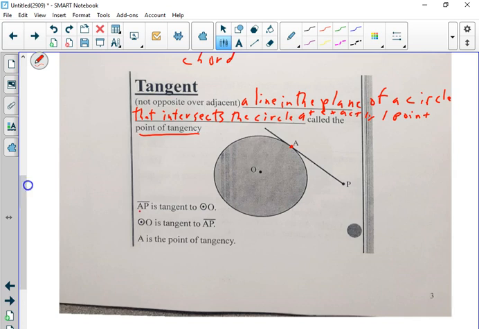So now here, line segment AP is tangent to circle O. That's how we name a circle: we literally draw a circle, put a dot in it, and then put the letter of the center next to it. So it's kind of redundant having an O, but if the O was a D, then we would say circle D. Now, circle O is tangent to AP. So the line segment is tangent to the circle, and the circle is tangent to the line segment. And A is the point of tangency. That is the point where they touch, and only at that point.